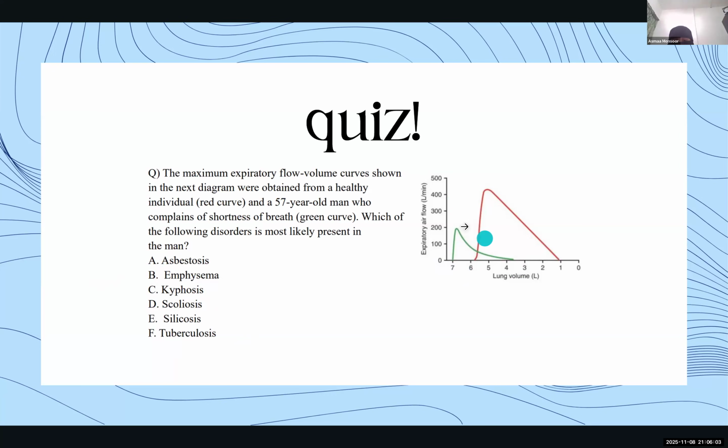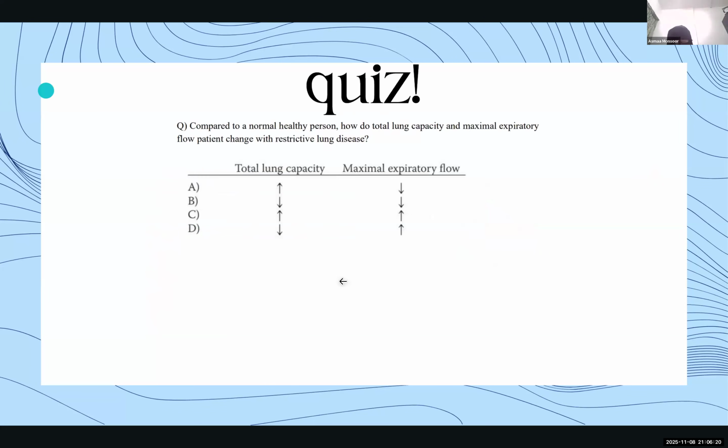And you can see over here that the peak expiratory flow, which is the peak over here, is low. There is less air coming outside, and that's mainly it. This is what you can see over here. This is an easy question, guys. Okay. What about this one?